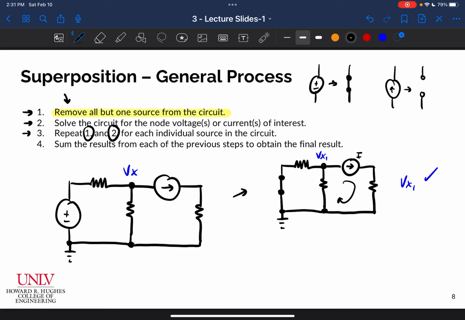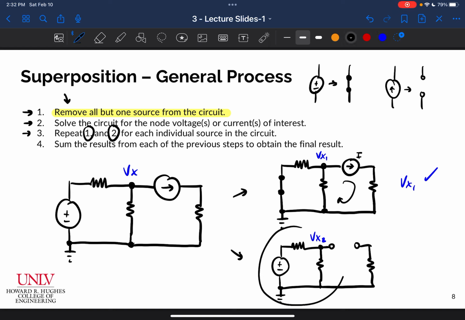So, okay, so now I need to go back to step 1 and remove all but one source from the circuit. Well, I already did the voltage source, so now let me do the current source. So my next equivalent circuit would be the same circuit, but I'm removing my current source, okay? And so I'm left with this circuit. All right. And so now let me go ahead back to this node that I'm interested in, and I'm going to call it Vx2 because this is my second equivalent circuit. Okay, and so now I would go through, use circuit methods. I could very quickly recognize this as just a voltage divider, and I could quickly solve for Vx2, and then I would have Vx2, okay?